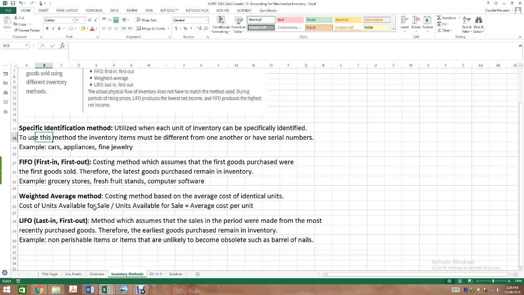An example is a barrel of nails. Okay, we have a barrel of nails. A nail will be the same today, tomorrow, in 10 years. Okay, nails have not developed to be sophisticated.